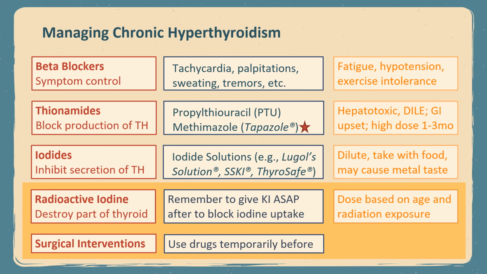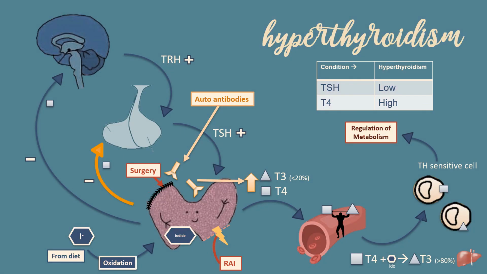if you find yourself in that situation. And then patients may also have surgery to remove part of the thyroid, and in this case, they'll be on the thionamides temporarily before their surgery. So you can see here, surgery will take a part of the thyroid out, and then radioactive iodine will take a part of the thyroid out as far as making it non-productive. This in turn decreases circulating T4, which then increases TSH through that negative feedback loop.